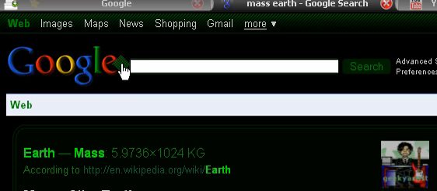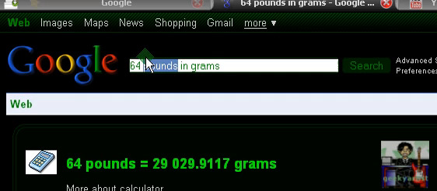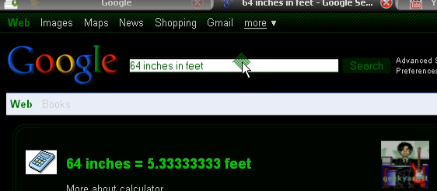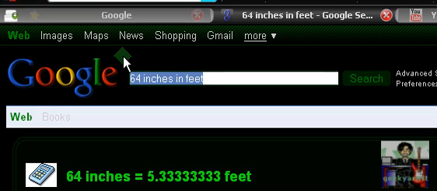So let's do some conversions. Let's say I want to convert 64 pounds in grams, let's say. And here's our answer. If I want to do inches to feet, and here we go. So any particular unit you want, including currency.